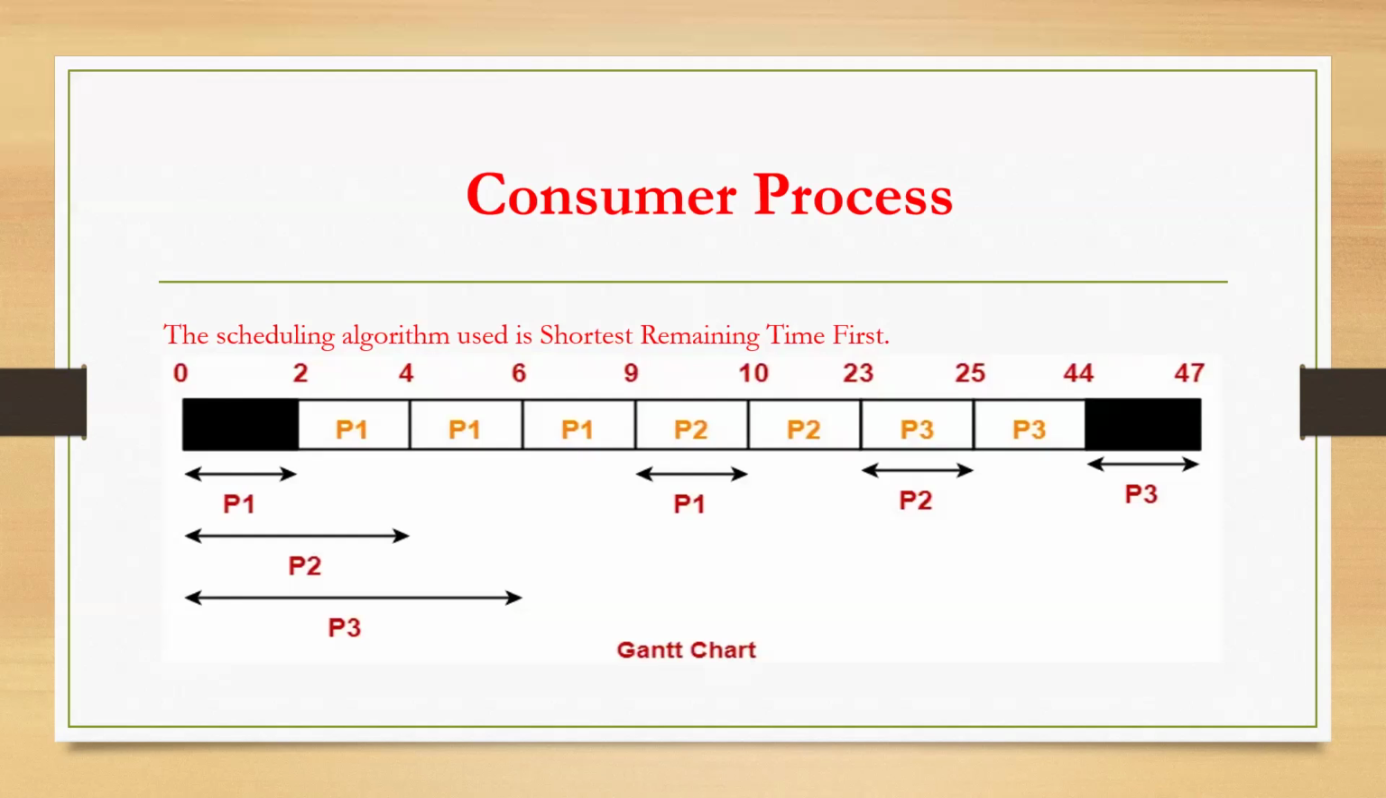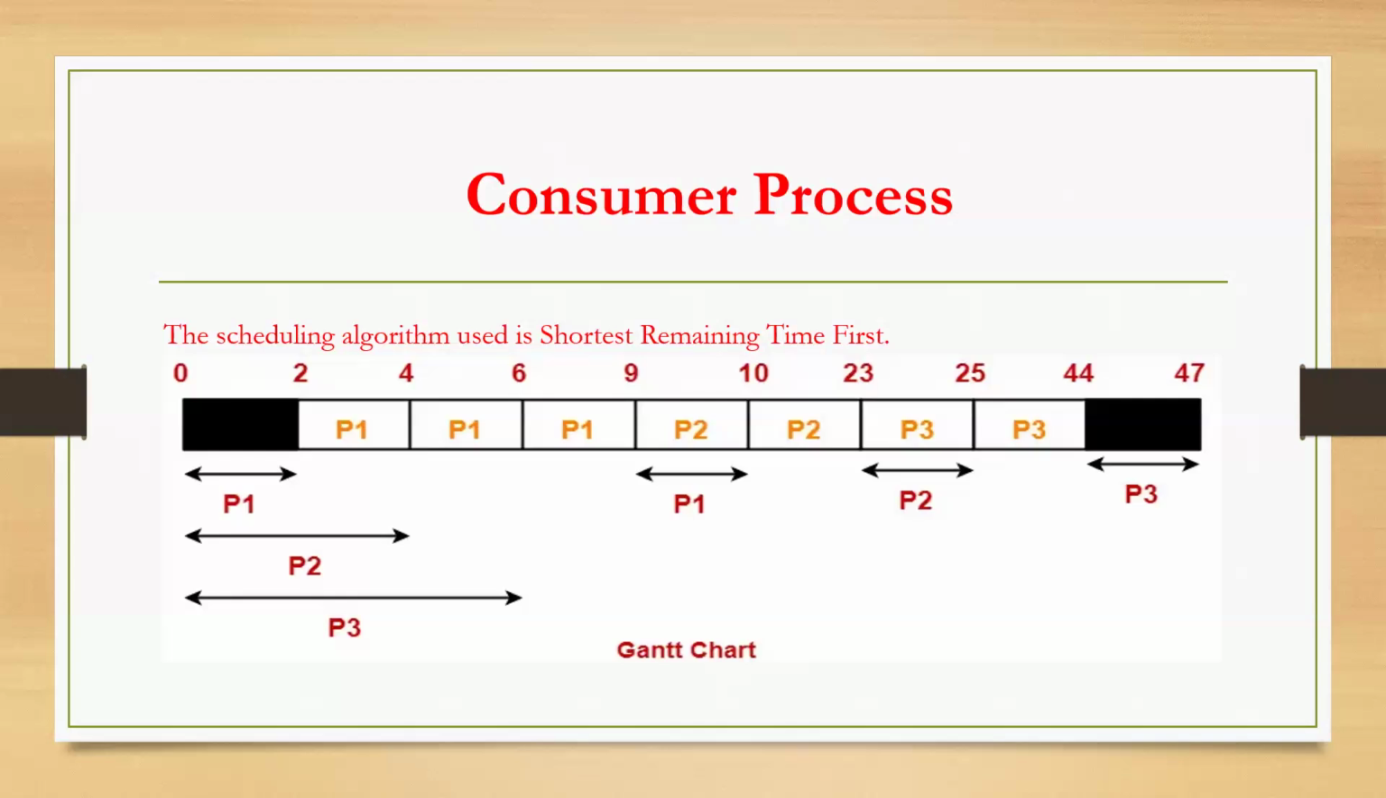At time 2, P1 is ready. What is the CPU burst time? 7 units. So 7 plus 2, 9. P1 will complete at time 9. And what about P2? P2 becomes ready at time 4, but with shortest remaining time first, compared by remaining time, P1 is the only one remaining. So P1 will be completed at time 9.